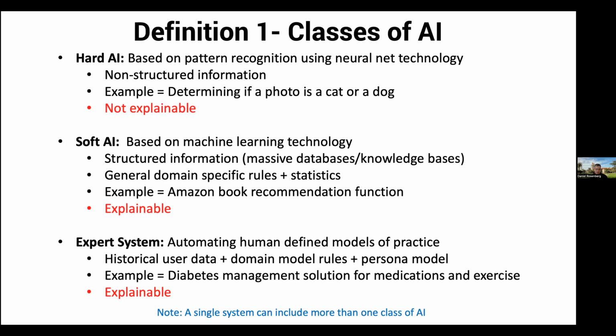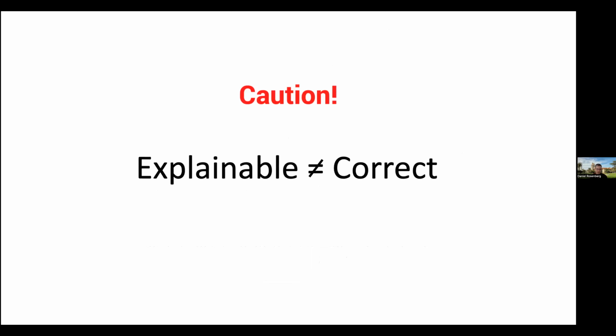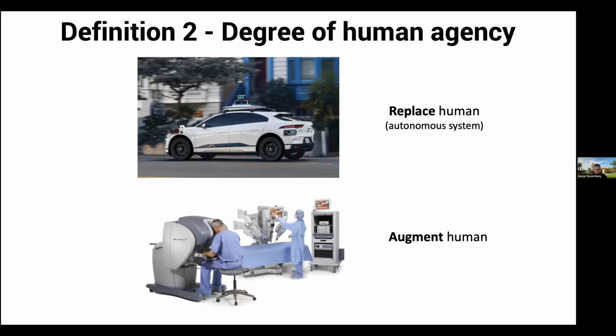Now, a working system might use more than one of these categories. They're not mutually exclusive. The two case studies I'm going to show you fall into the soft AI category. And one note of caution here: while I am going to talk about explainability, by default, explainable does not mean that you're getting a correct result. It just means that you could trace how the result was created, because there can always be gaps in the underlying training data or any structured knowledge base.